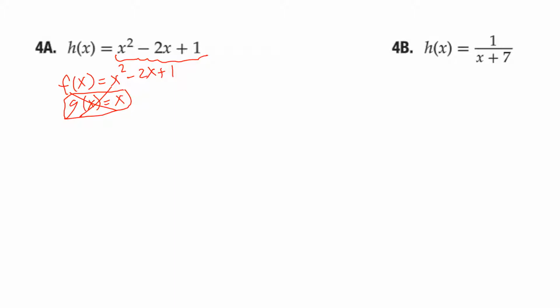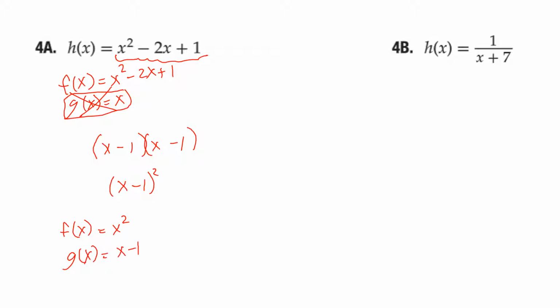So we need to look at this. The easiest way to look through this problem is to factor it. So let's try factoring this. And I will end up with x minus 1, x minus 1. So this is x minus 1 squared. So I can say f of x equals x squared and g of x equals x minus 1.